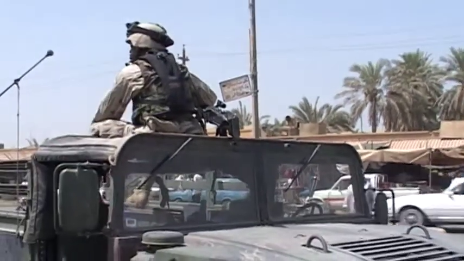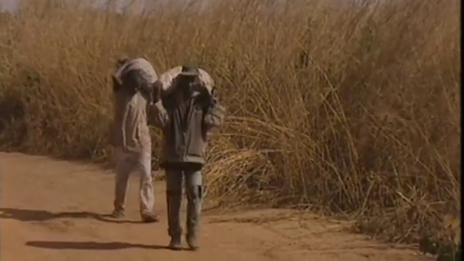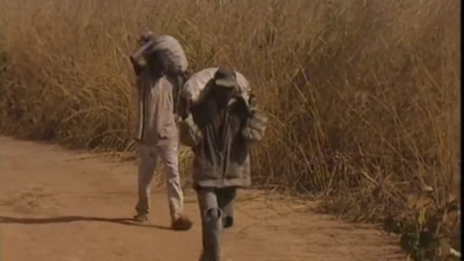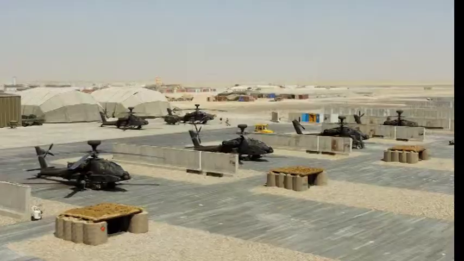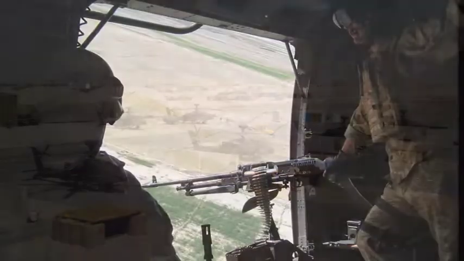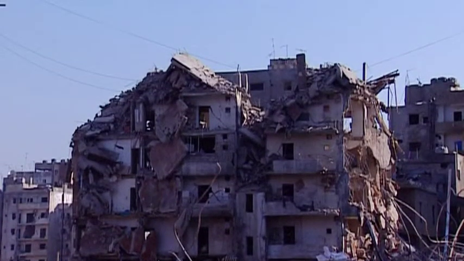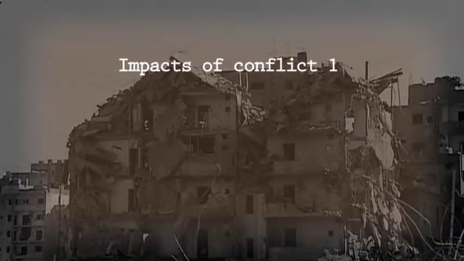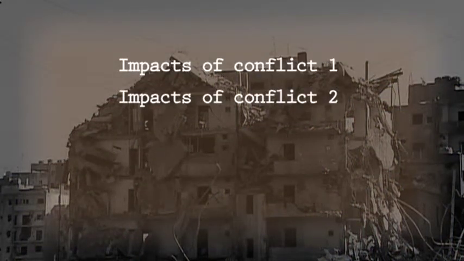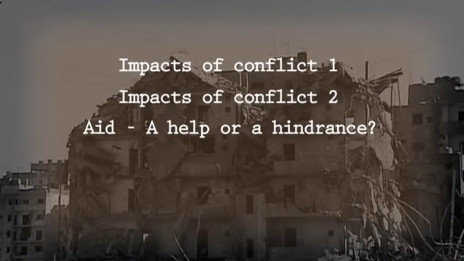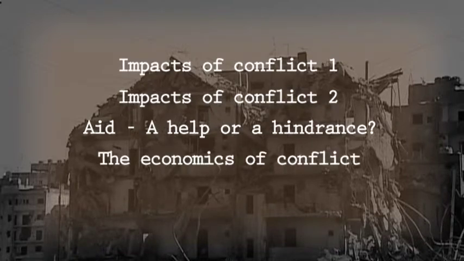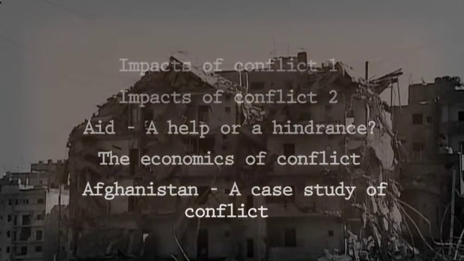Conflict between people is a disagreement or clash of ideas. We all know what that's like. It's annoying, irritating and frustrating, but you quickly get over it. Conflict between countries is much more serious and has much longer-lasting repercussions. In this programme, we will look at the impact of conflict, Part 1 and 2, aid, a help or a hindrance, the economics of conflict, and Afghanistan, a case study of conflict.